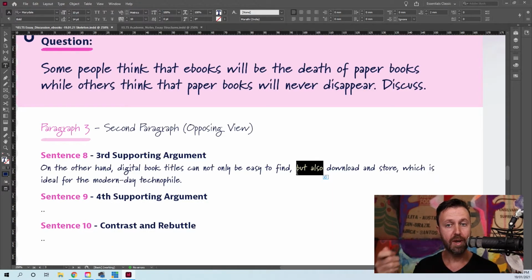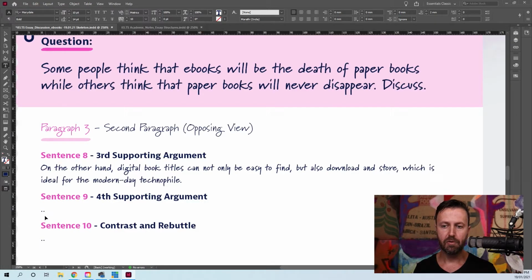Then we say comma which. Now this is a non-defining relative clause, and the comma which allows us to write extra information which allows us to extend our idea. So on the other hand, digital book titles can not only be easy to find, but also download and store, which is ideal for the modern-day lover of technology or technophile. All right. Then we've got our fourth supporting argument, which I'm going to write right now.